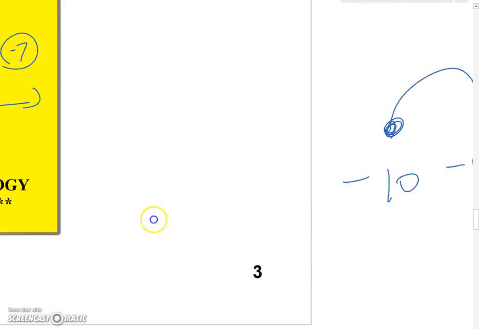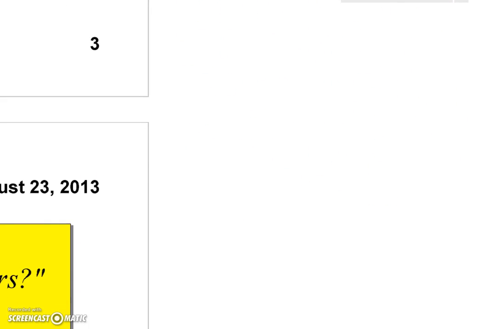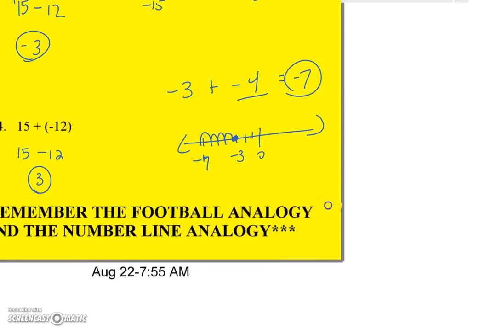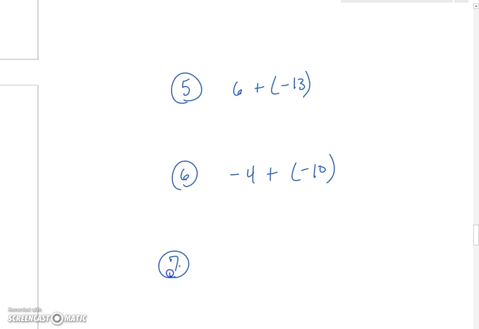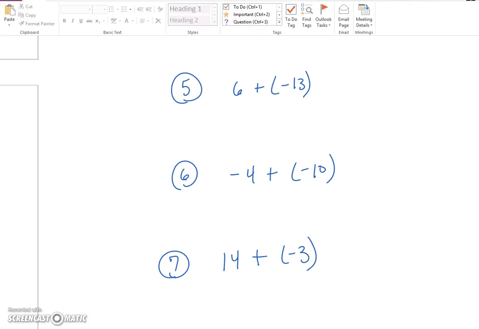I'm going to ask you to do a couple on your own and see what you get. We'll call this one number 5. Everybody try these on your own. Number 5 is going to be 6 plus negative 13. Let's try negative 4 plus negative 10. I want you to add these to your notes. And let's try 14 plus negative 3. Have the teacher pause the video. Try each of these 3 on your own, and then you can unpause the video to see what the answer is.